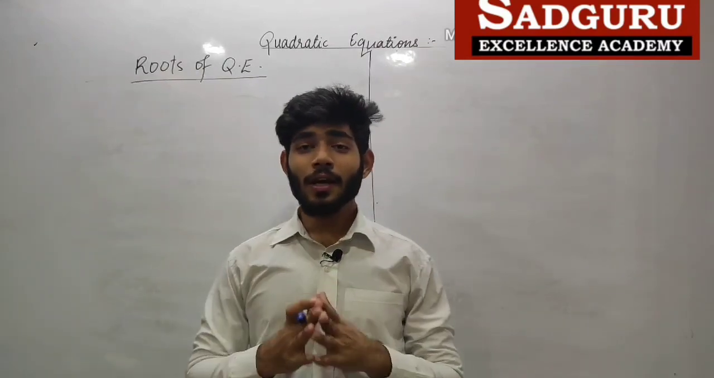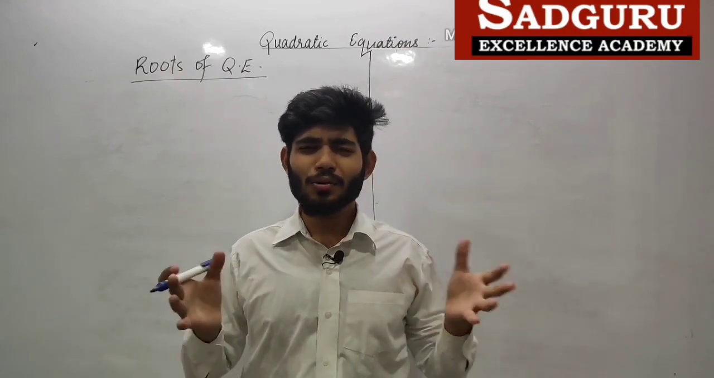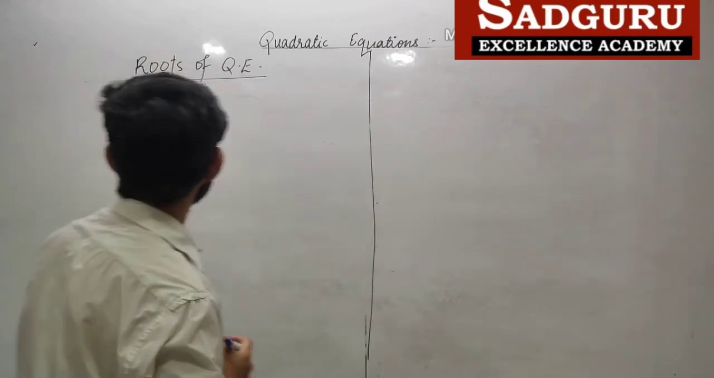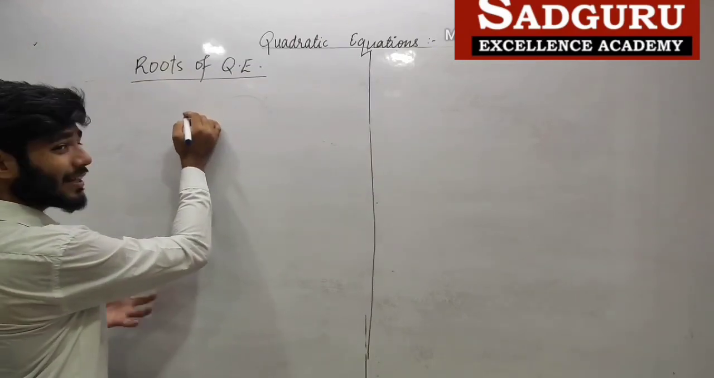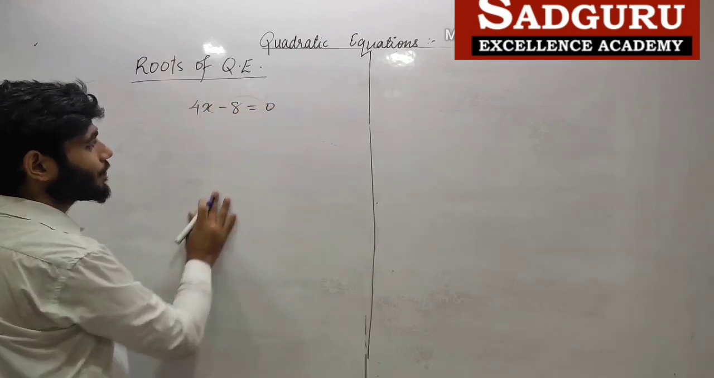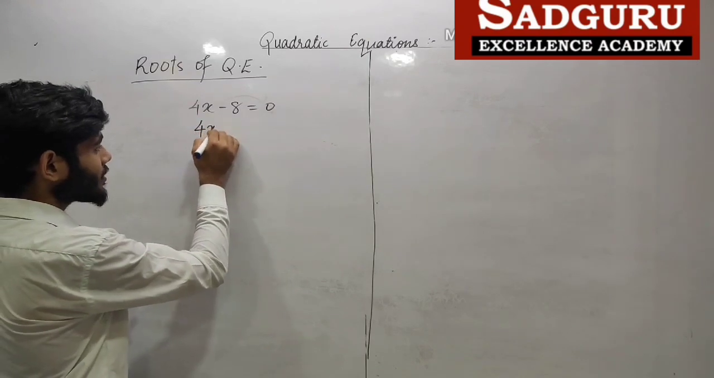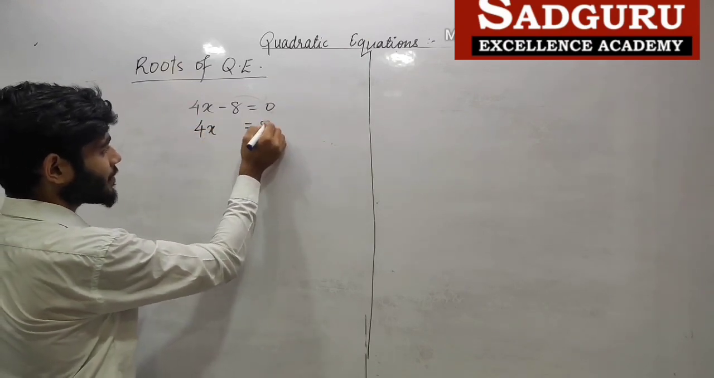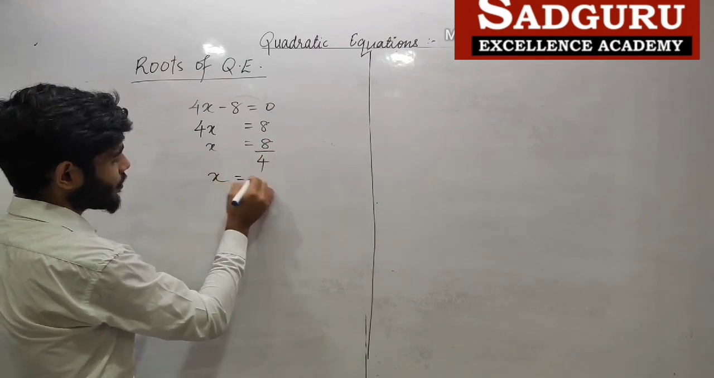So now we are going to learn roots of quadratic equation. So what are the roots? Let's take an example. Consider a linear equation 4x minus 8 equals to 0. As we will solve this problem, 4x, this 8 will go that side, it becomes 8. So x equals to 8 upon 4 and x equals to 2.